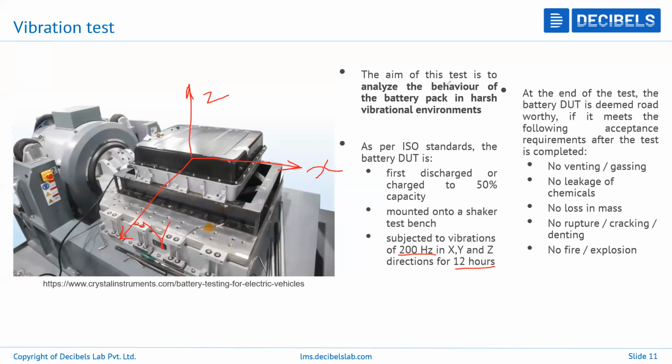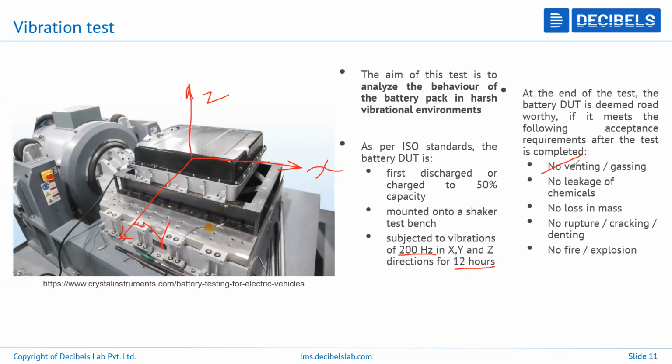And the objective is to again analyze the behavior of the battery pack in these harsh vibrational situations. And at the end of testing, we check that there is no venting or excessive gases being produced from within the cell or from within the battery pack. Gassing means that some chemical reactions occur which can cause gases to be released, and that's a pretty dangerous situation. It can cause an explosion, or it can cause the battery to stop working.